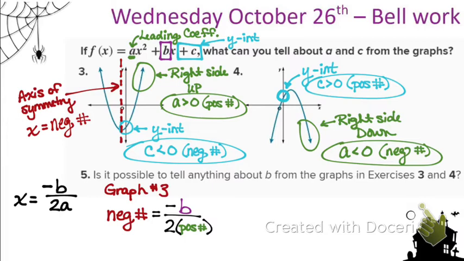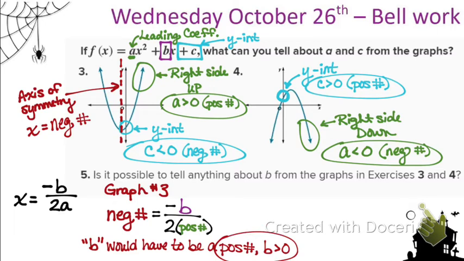So if I have 2 times a positive number and this whole fraction comes out to be a negative, because my axis of symmetry is negative, what kind of number would b have to be? A positive, because the negative came from the formula. B would have to be a positive number. B is greater than 0. Do you guys follow with how I figured that out?